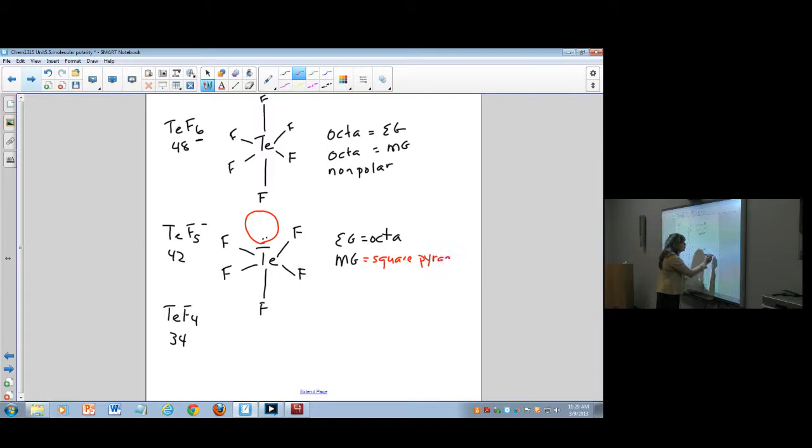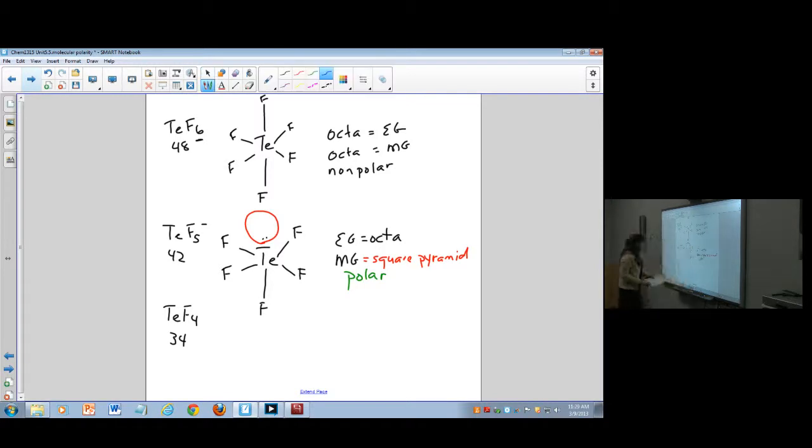So I probably should have drawn it the other way, but I never think of it. If we flip this whole thing over, this one that's axial would be like the top of a pyramid on a square plane. Is this polar? And the answer is yes. That one lone pair of electrons makes it polar.